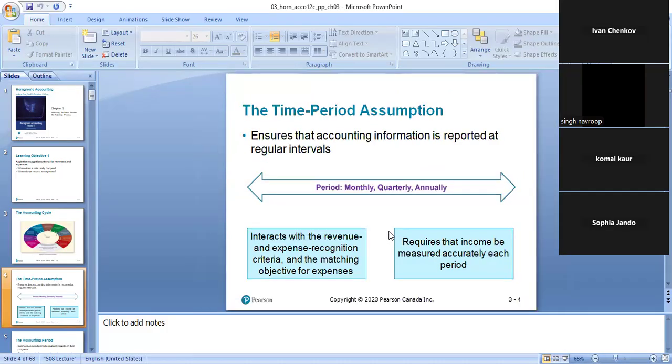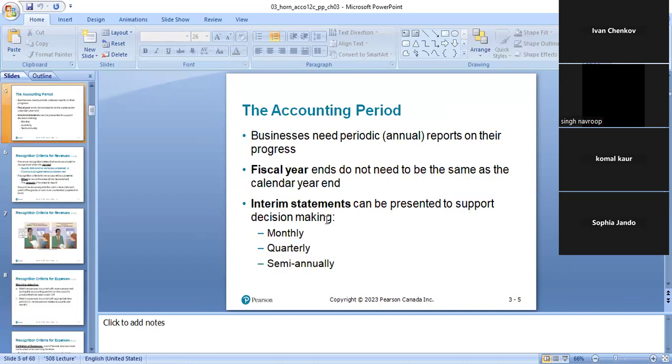Now, why do we need the time assumption? Because that's going to affect our revenue and expense recognition. Where to recognize the revenue? In which period? Is it going to be in June? Is it going to be July? Is it going to be August? And then that's going to affect the income. So we want to record the revenue in the correct period, and the expenses related to the revenue also in the correct period, when the revenue is recognized, so those two can match each other.